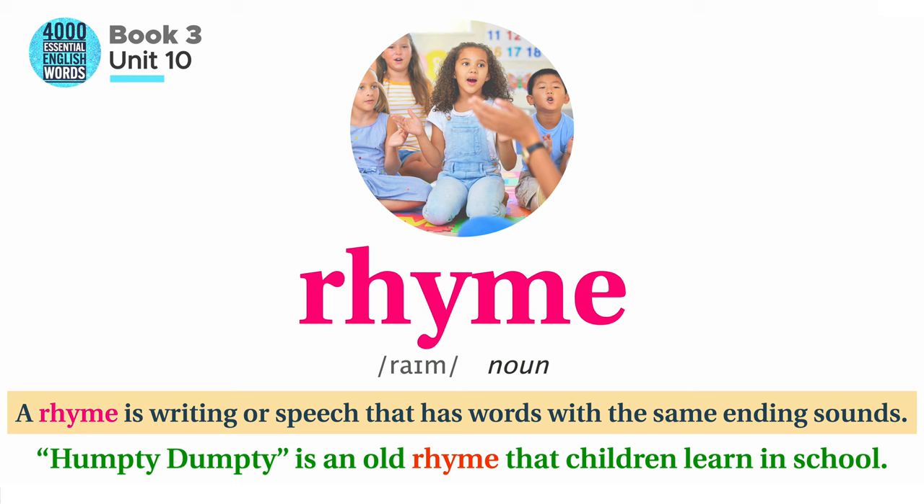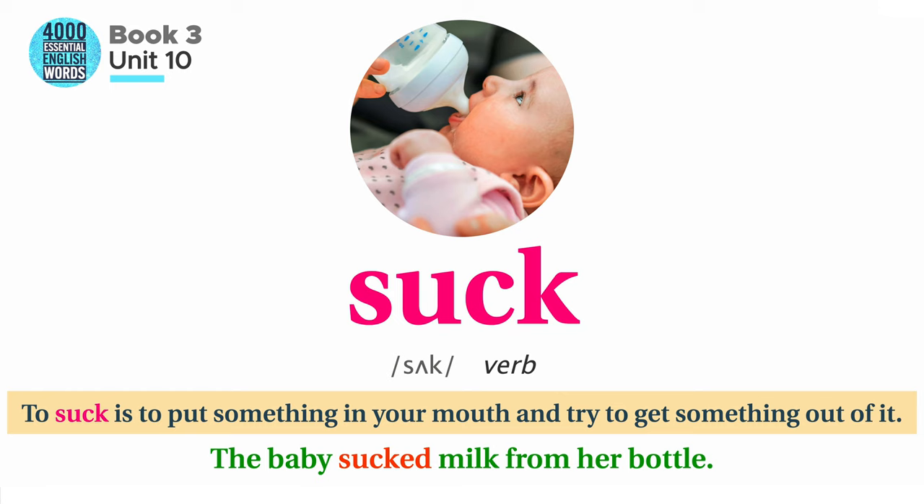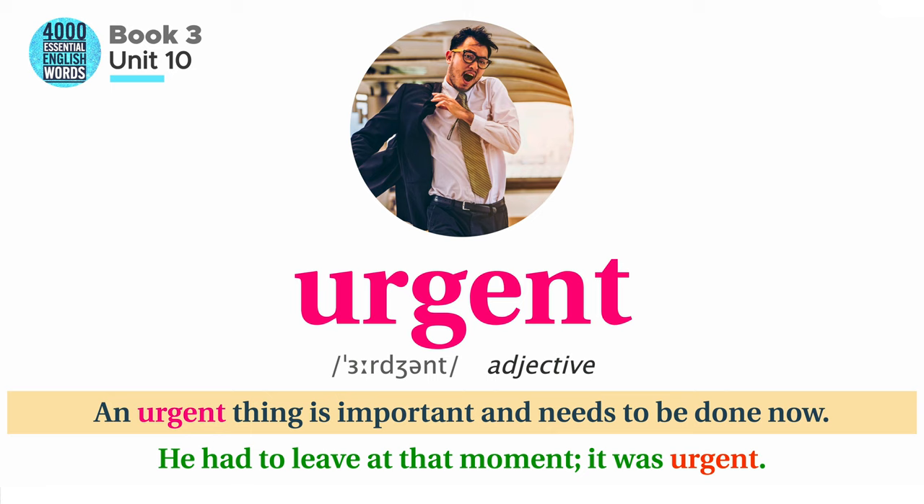Rhyme. A rhyme is writing or speech that has words with the same ending sounds. Humpty Dumpty is an old rhyme that children learn in school. Suck. To suck is to put something in your mouth and try to get something out of it. The baby sucked milk from her bottle. Urgent. An urgent thing is important and needs to be done now. He had to leave at that moment. It was urgent.